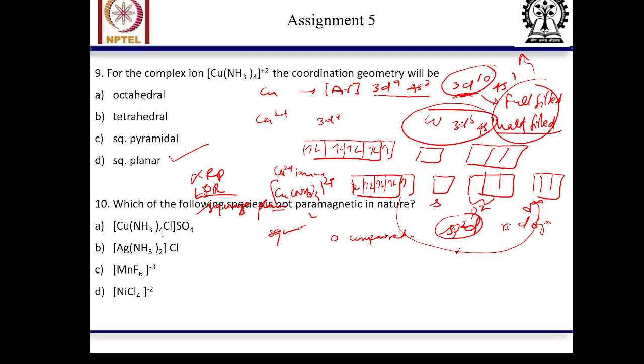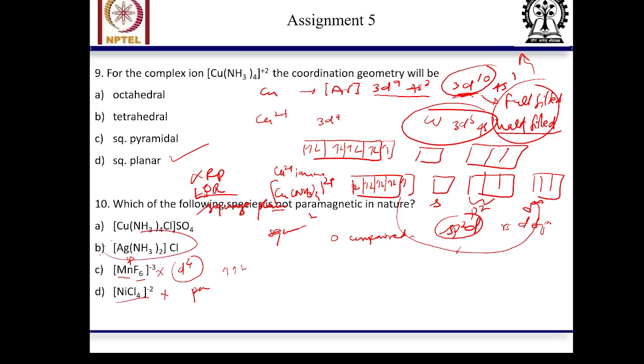Okay, so we have this Cu(NH3) complex. We have to see whether it is paramagnetic. This is Mn, it is Mn3+, which means d4. This is a weak field ligand, so all 4 electrons will be unpaired, so this is paramagnetic. NiClO4 we have already seen, it is paramagnetic.